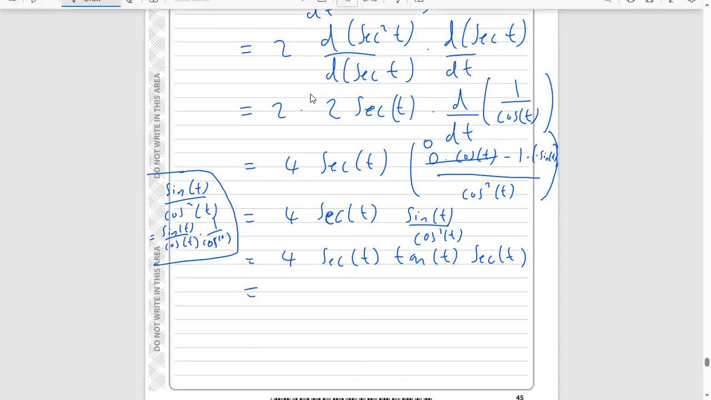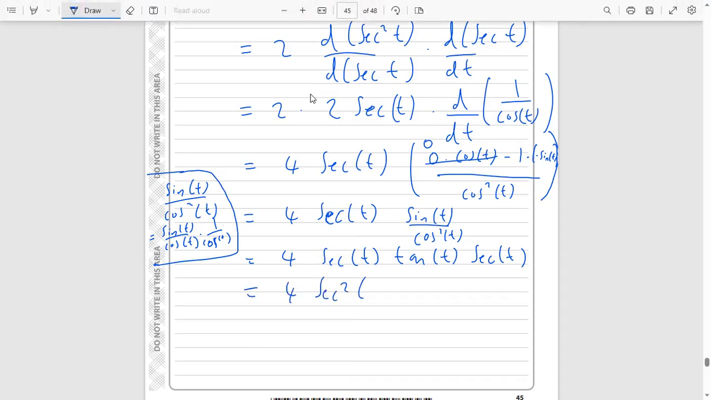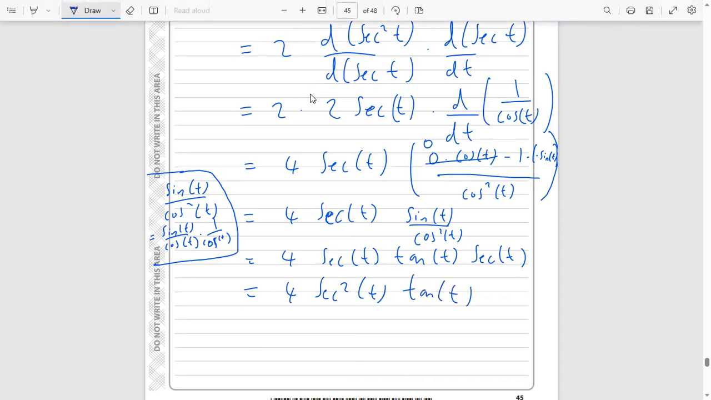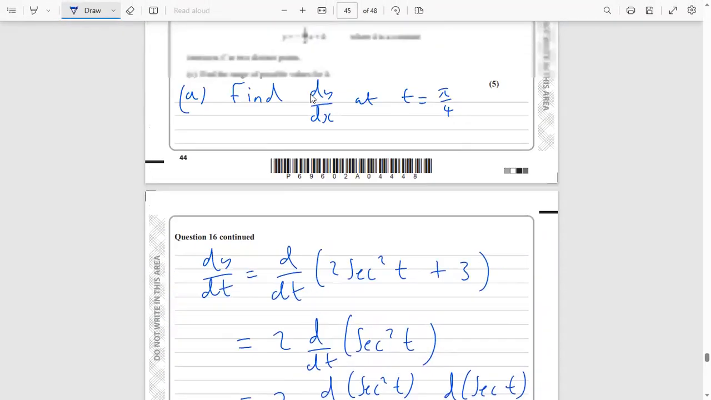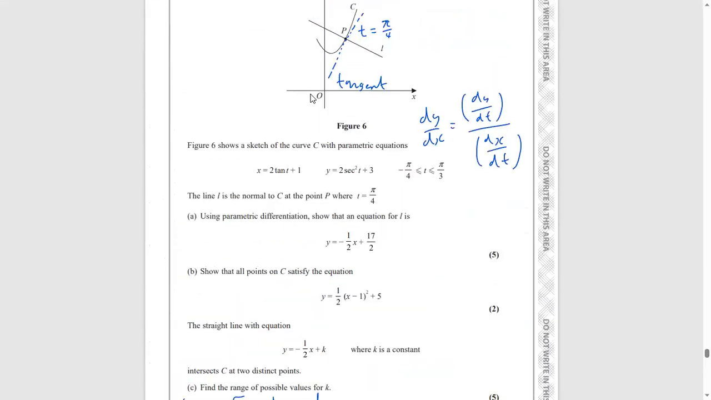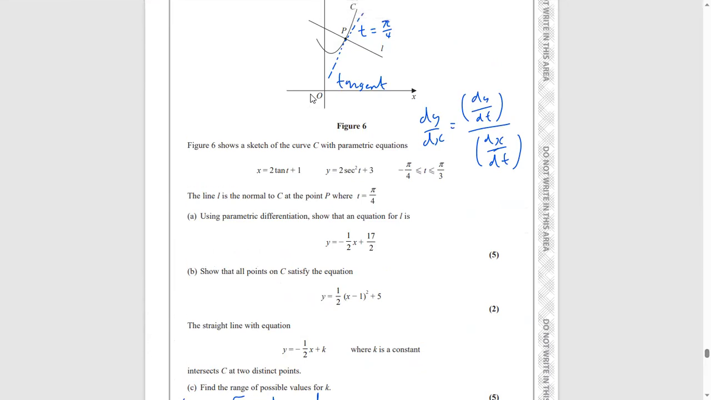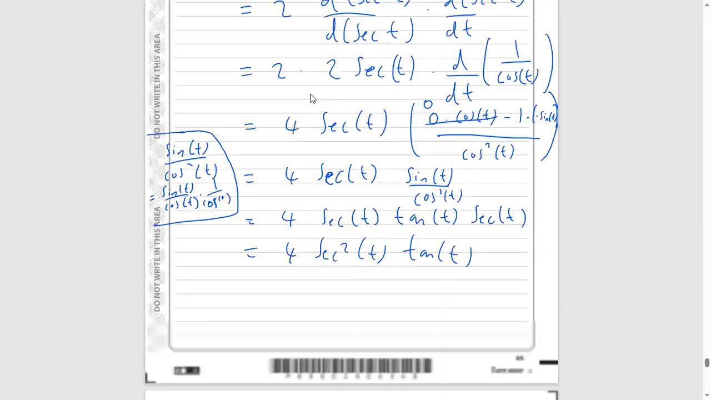So what we get here is 4 sec squared t times tan t. So that's our derivative of y with respect to t. Now let's do dx by dt, because we want to do dy by dt divided by dx by dt. Now actually this is a little bit simpler. To get dx by dt, we're going to differentiate 2 tan t plus 1.